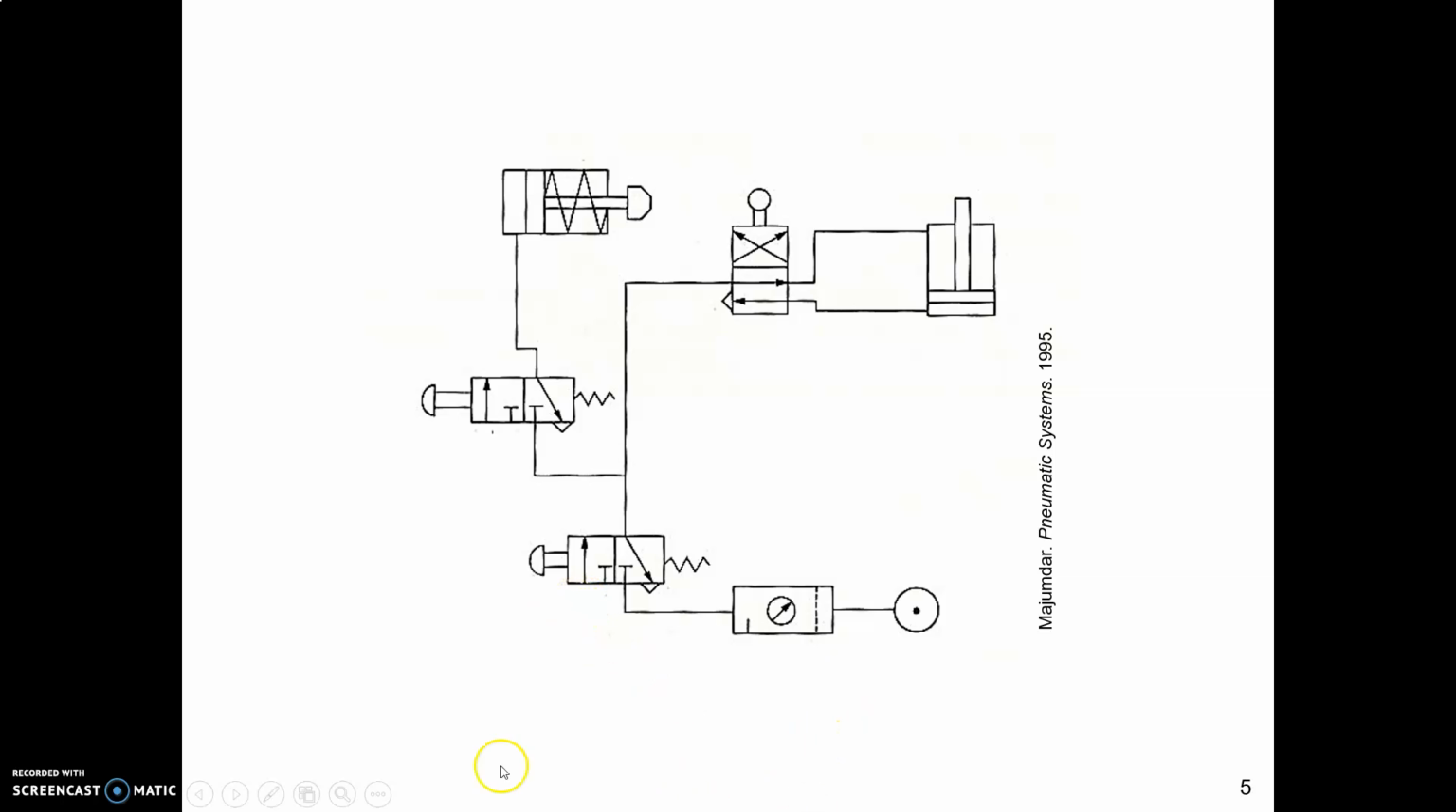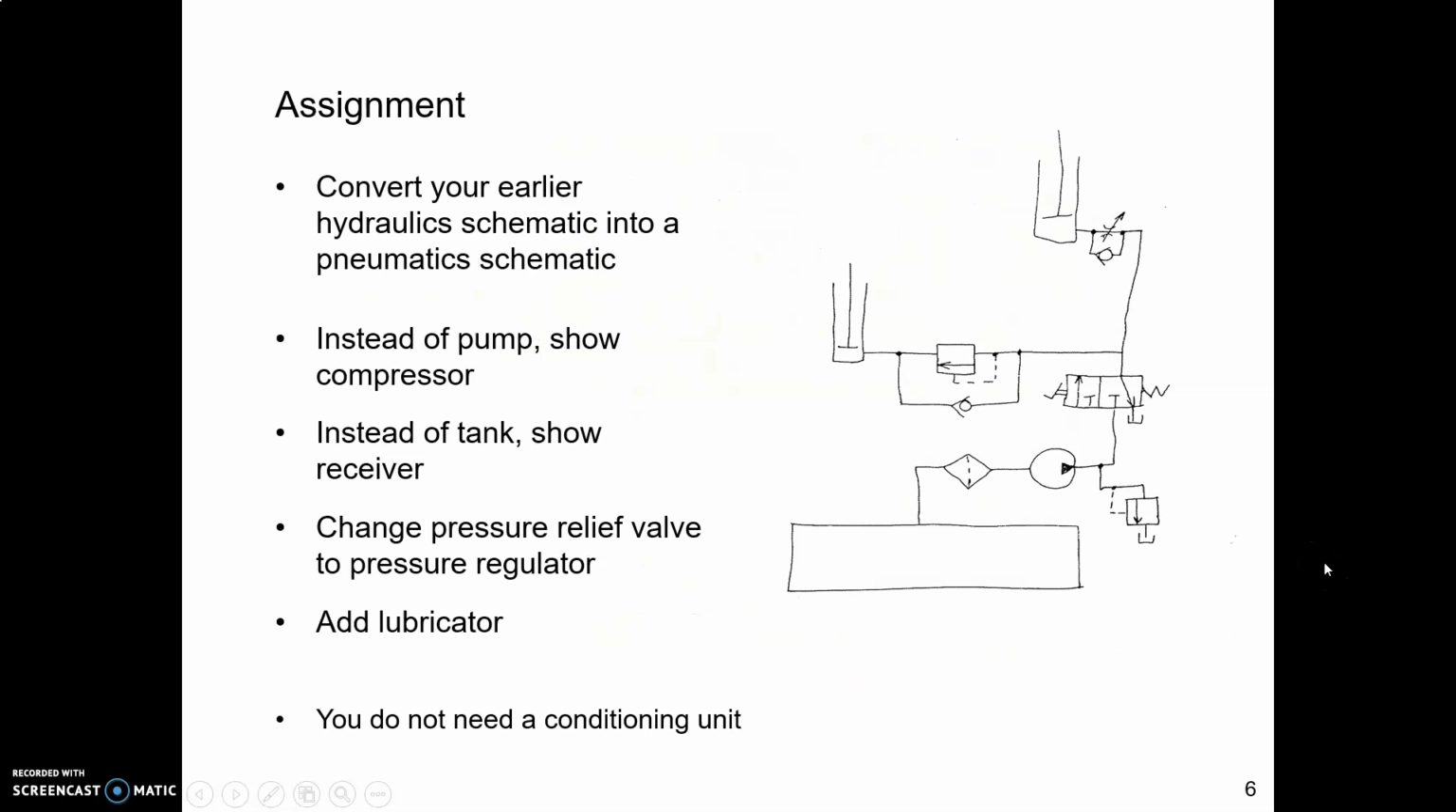This is a, let me see, what do we got? Filter, regulator, and lubricator all glopped together in one unit. We'll look at that later. And we're not going to draw this thing on our schematic. I'm just telling you that's what that is.